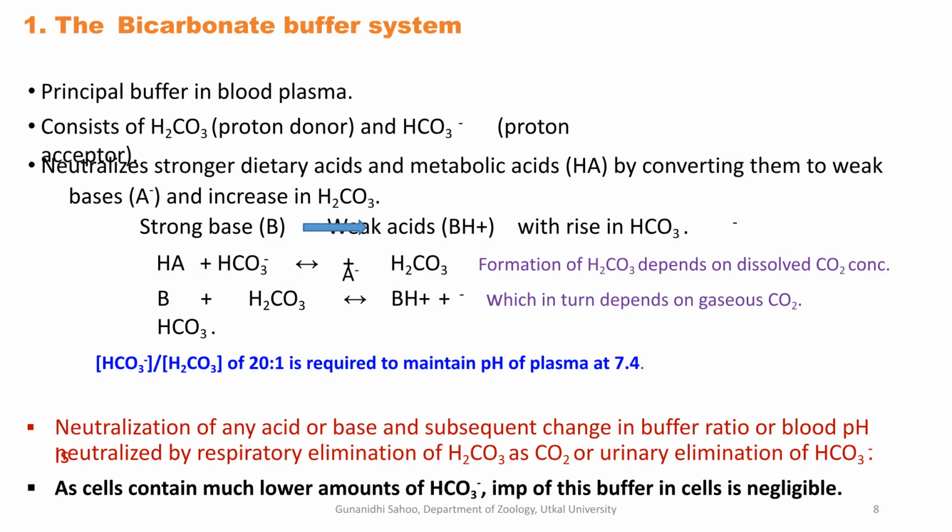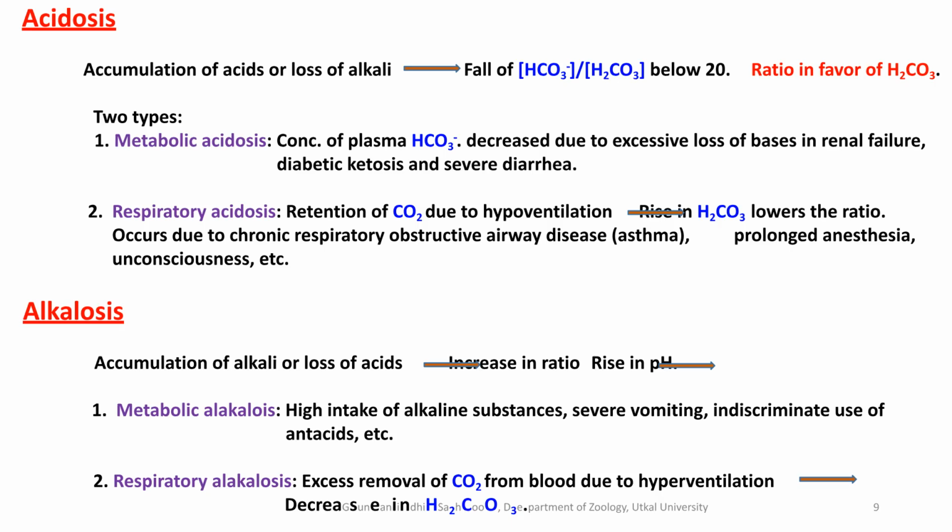The bicarbonate buffer system is the principal buffer in blood plasma, consisting of carbonic acid and bicarbonate. It neutralizes stronger acids and bases to maintain plasma pH at 7.4. Acidosis is the accumulation of acids or loss of alkali, causing the bicarbonate to carbonic acid ratio to fall below 20. Alkalosis is the accumulation of alkali or loss of acids, increasing this ratio and raising the pH.